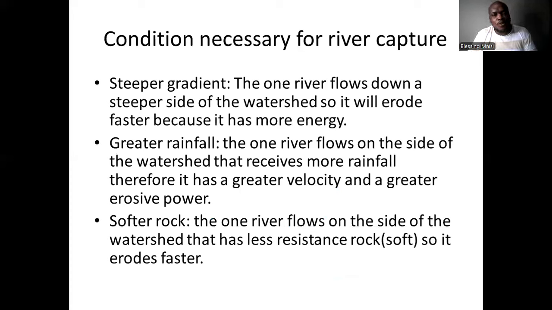Now let's discuss the conditions that are necessary for river capture. Steeper gradient: the one river that flows down a steeper side of the watershed will erode faster because it has more energy. So that one will be the capture stream. You must have your steeper gradient because the river that flows on the steeper side will erode faster because it has more energy.